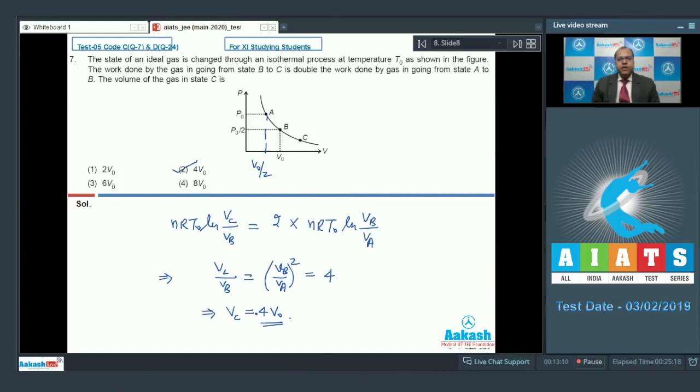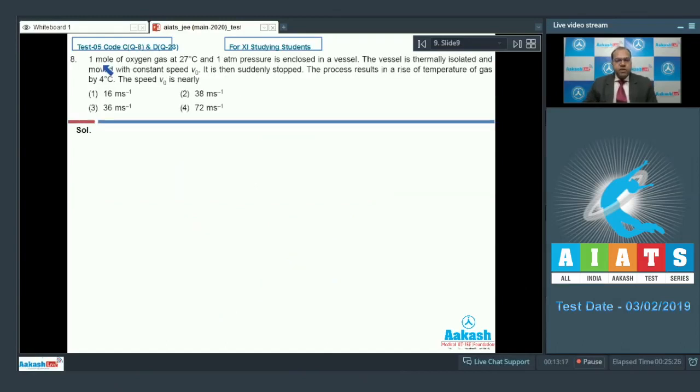Let's move to question number 8. In question number 8, 1 mole of oxygen gas at 27 degrees Celsius and 1 atm pressure is enclosed in a vessel. The vessel is thermally isolated and moved with a constant speed V0. It is then suddenly stopped. The process results in a rise of temperature of the gas by 4 degrees Celsius. The speed V0 is nearly.